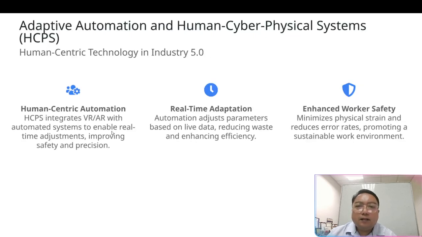And the adaptive automation and human cyber-physical system, HCPS, which is focused on human-centric technology in Industry 4.0. Okay. It integrates VR and AR with automated systems to enable real-time adjustment, improving safety and precision. Real-time mediation: automation adjusts parameters based on live data, reducing waste and enhancing efficiency, and enhancing worker safety, minimizing physical strain and reducing error rates, promoting a sustainable work environment.